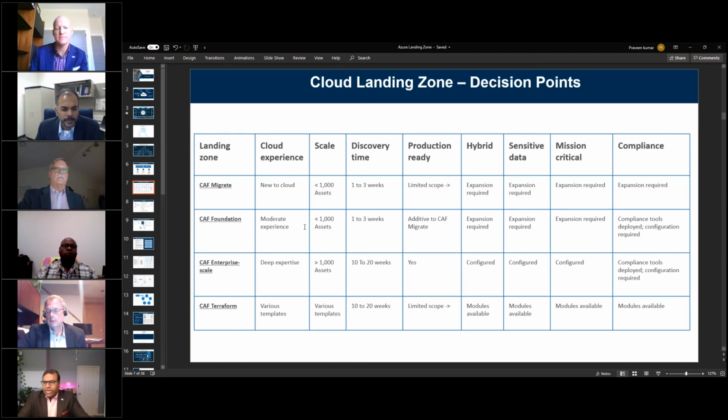And then the CAF foundation is basically moderate to experienced, and again, this is less than 1,000 assets. So this is once you get that initial foot in the ground. Now you are familiarized, and this gives you an opportunity to automate and configure some of the things. From there, we go into the enterprise scale, and then finally, from the enterprise scale, we can go into a CAF Terraform, so we can have various templates, and we can spin up and move things pretty easily, pretty quickly.